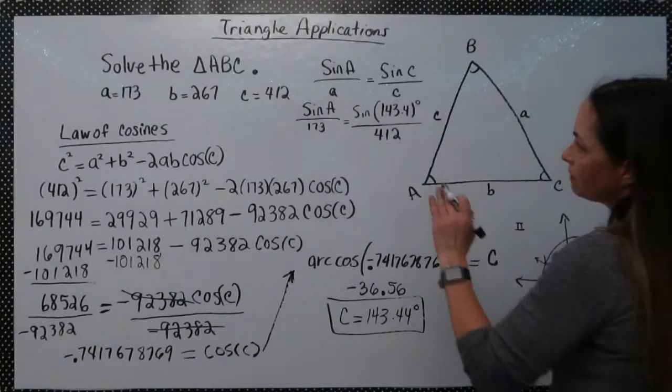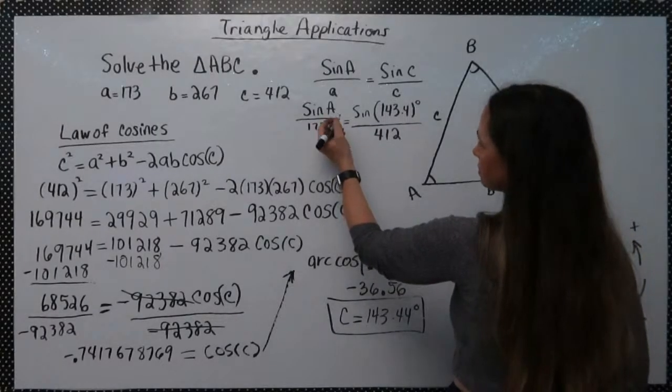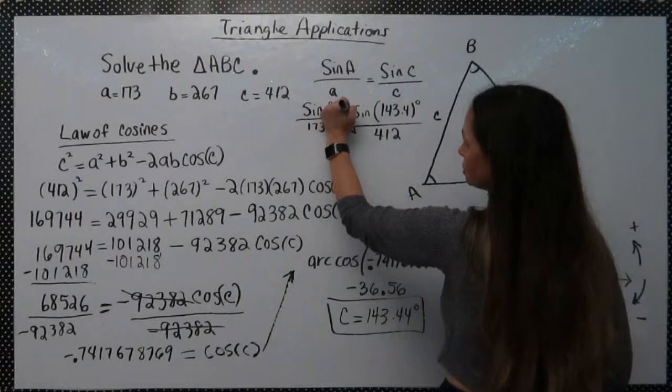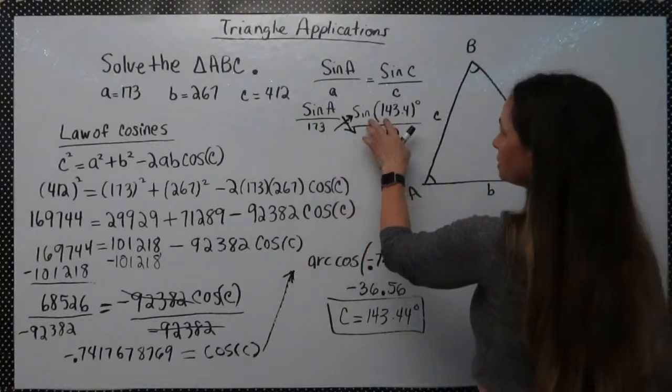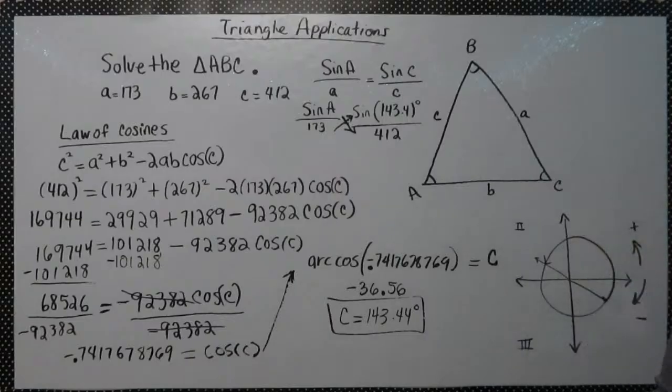And now we've got this proportion. Now we just solve it by a cross multiplication. And then I'm going to use the cross product, and I'm going to put sine 143.4 in the calculator and figure out exactly what that is.